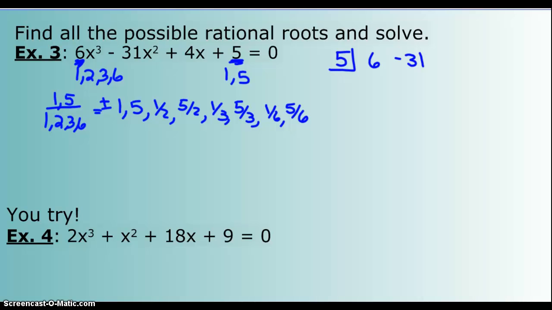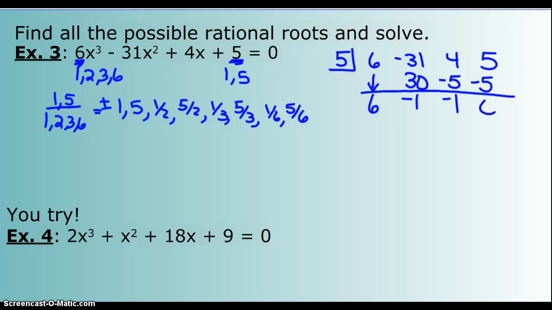4 and 5. Sorry about that. Put a line, drop the 6, add our... multiply 5 times 6, get 30. Add, and I will get negative 1. So that's negative 5, a negative 1 again. And there we go. So 6x squared minus x minus 1 equals 0.